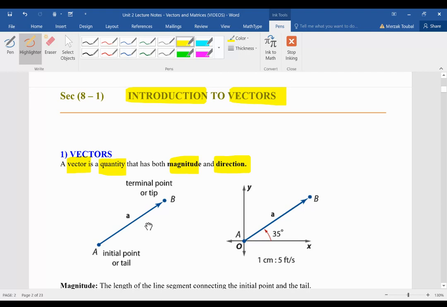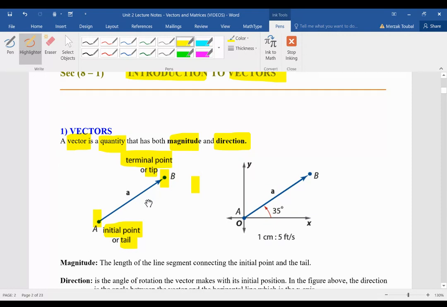Some of the characteristics of a vector are that a vector has an initial point, which is also called the tail. A vector has a terminal point, which is also called the tip. Now we said a vector is a quantity that has both magnitude and direction. So magnitude is another characteristic of the vector.